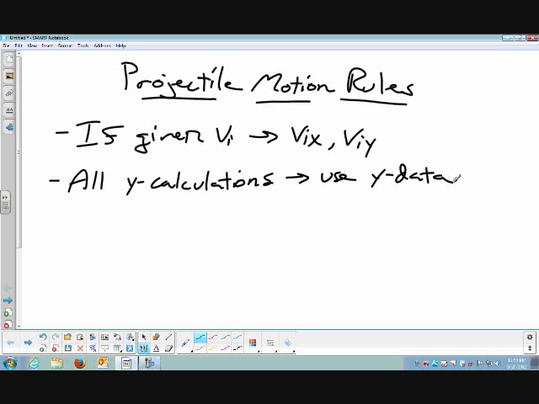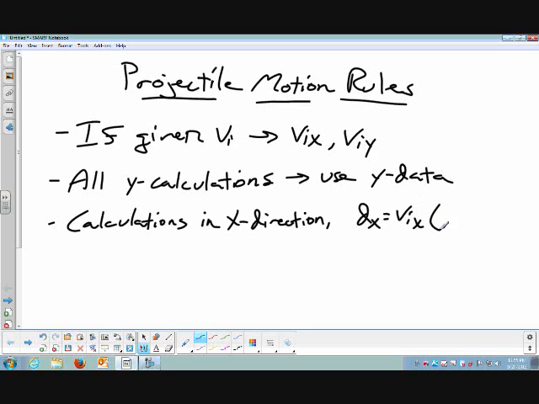You separate the velocity up into the x and y. You only use the y data, the y velocity, for calculations in the y direction. Now, I'm going to explain this in just a second, but for my classes, when we're doing calculations in the x direction, there is only one calculation to do, and that's the displacement. The displacement in the x is initial velocity in the x times time.